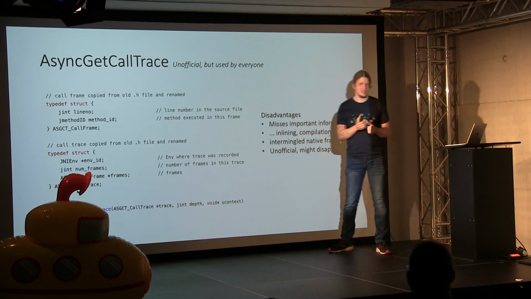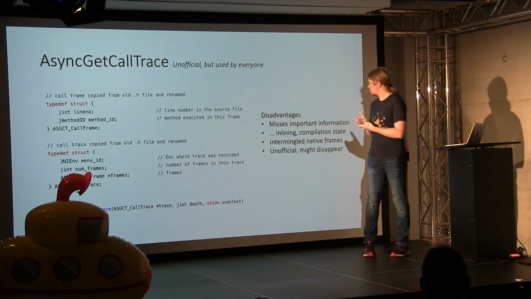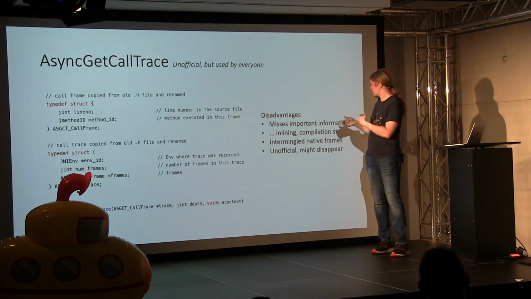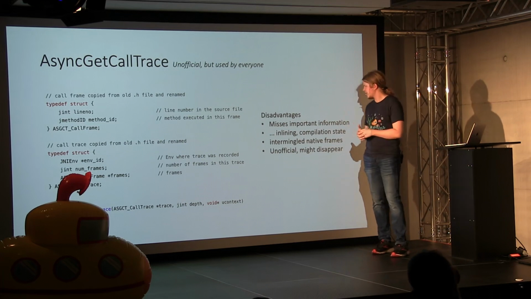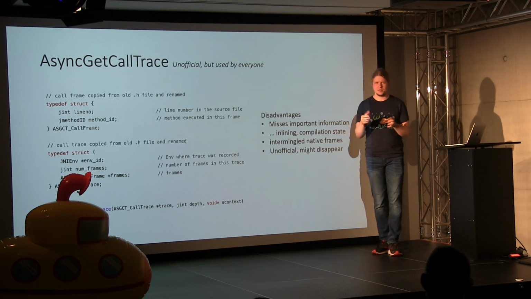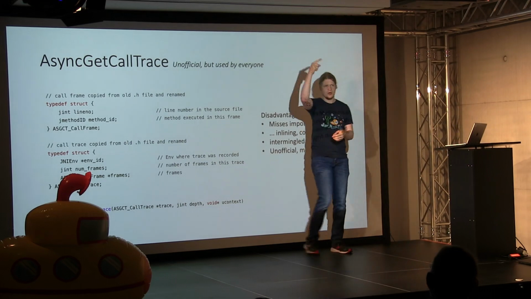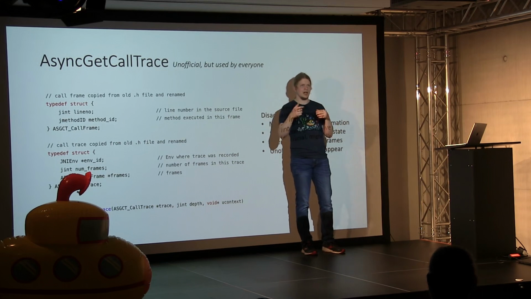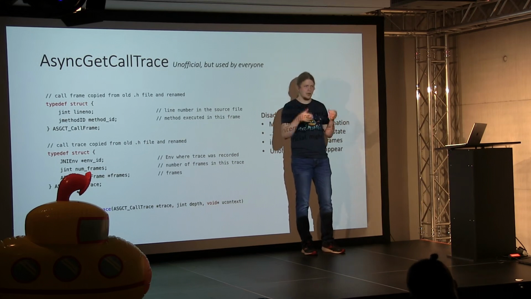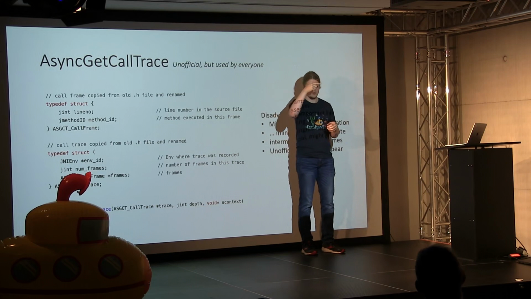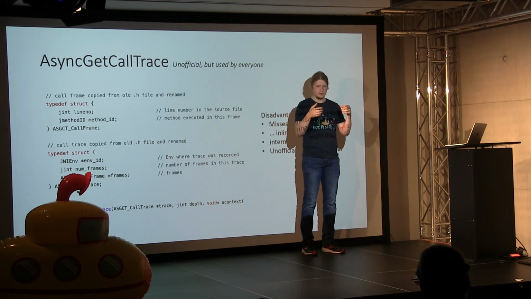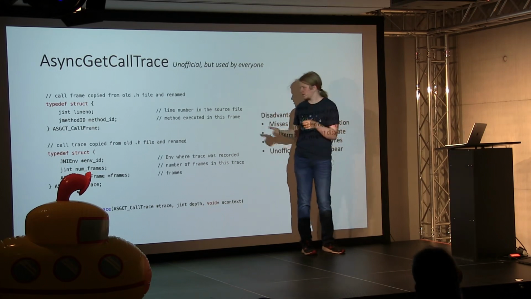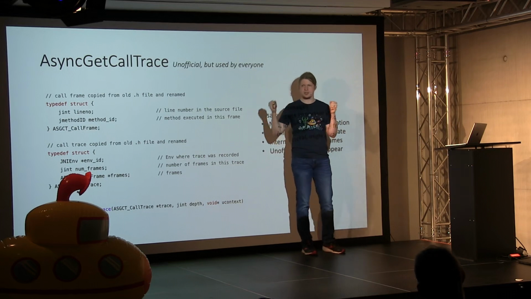It has some disadvantages currently. It misses important information like inlining and compilation, and it also misses native frames. When you consider a stack, you walk it from the top, and a tool like Async Profiler can walk native stacks. So you have native stacks on top. For example, when you read a file, it has system IO on top, and then you come to a point where you have Java code, and then your AsyncGetCallTrace kicks in.